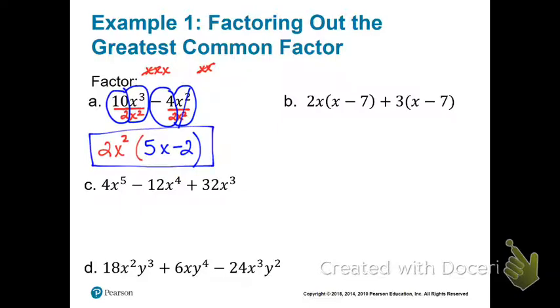Now we're going to skip over B. B really doesn't belong on this slide. It's actually on the next slide as well, so I'm just going to cover it when we get there. So look at C.